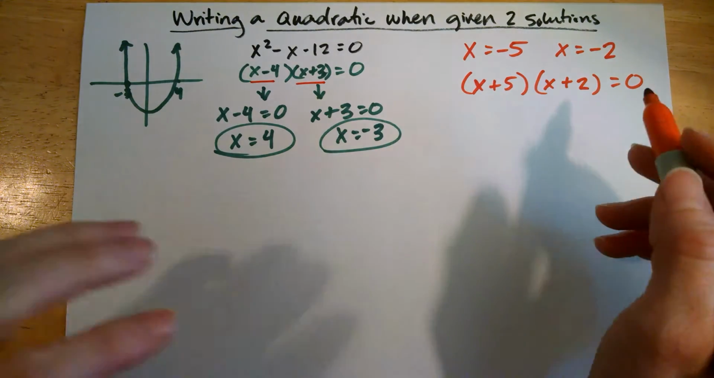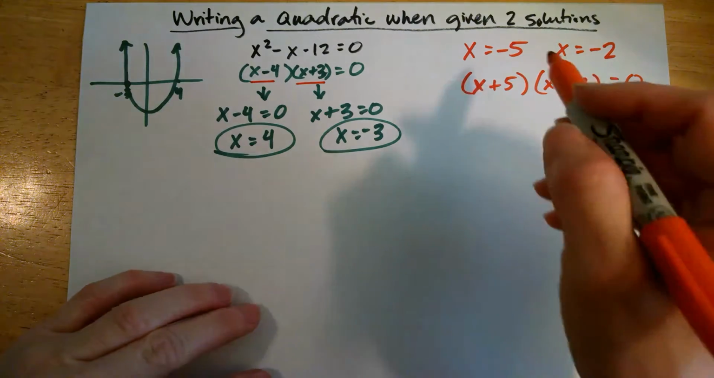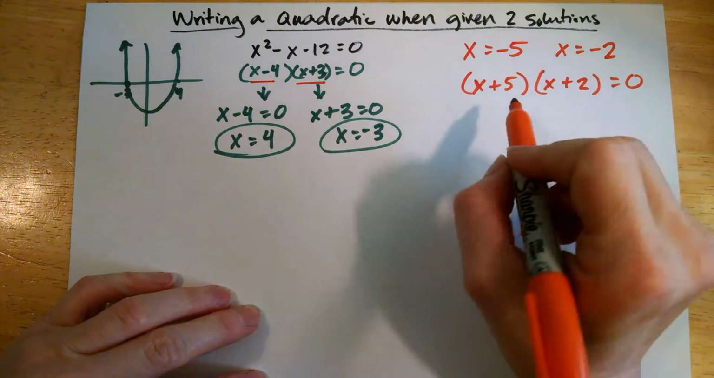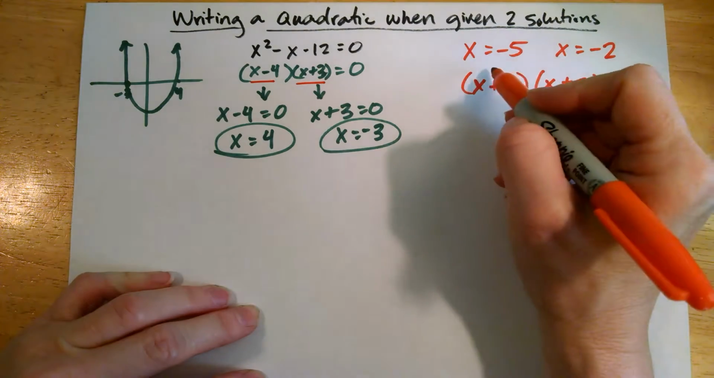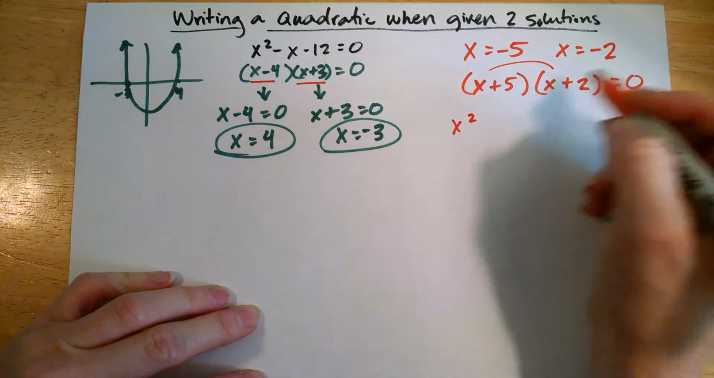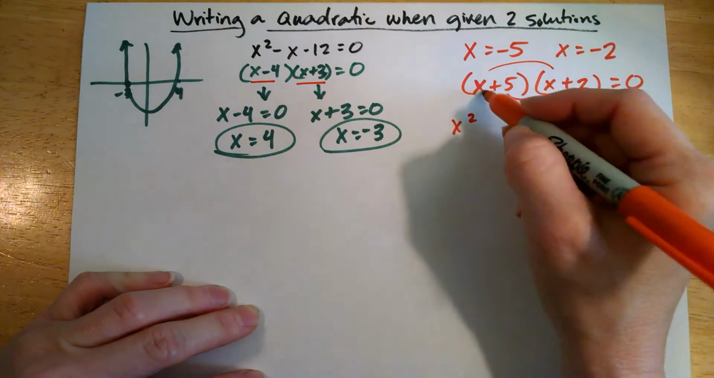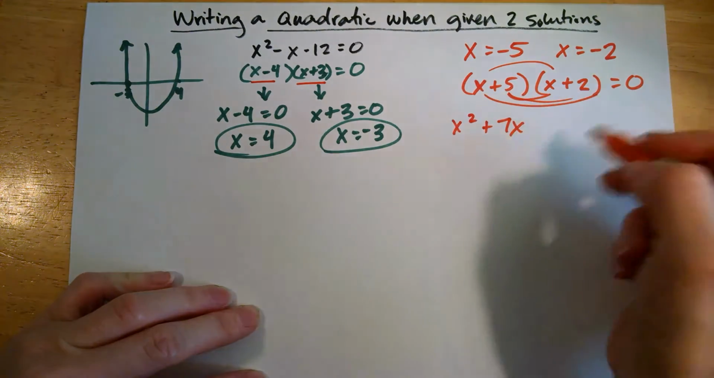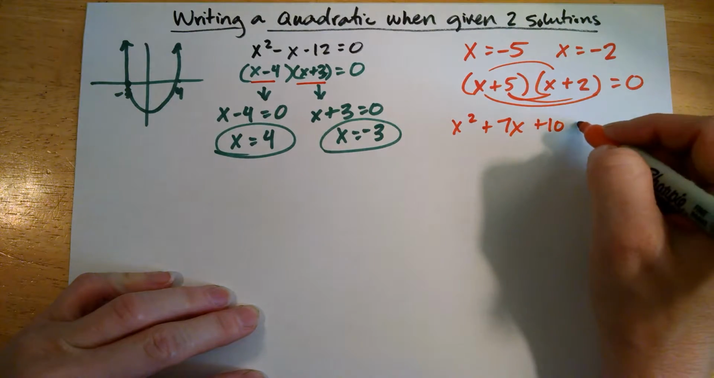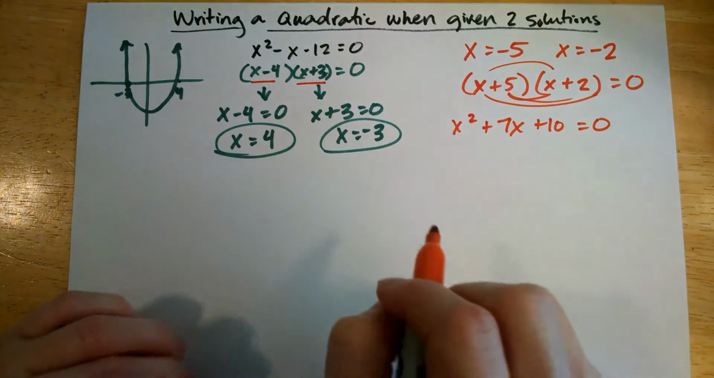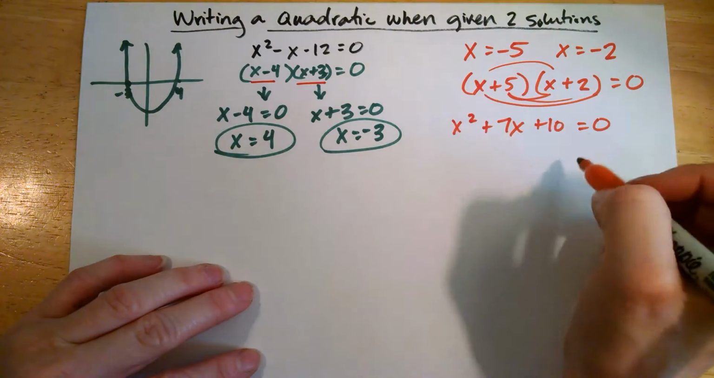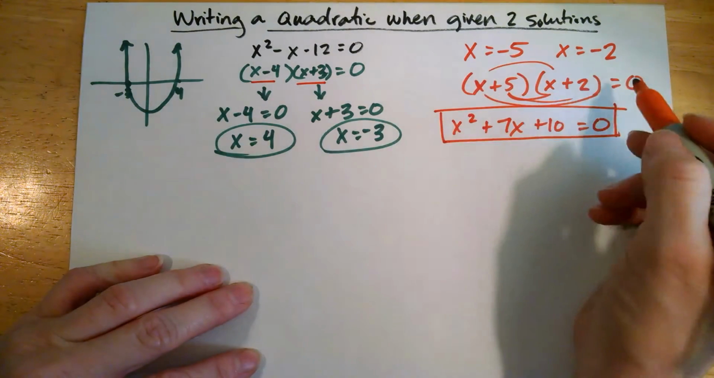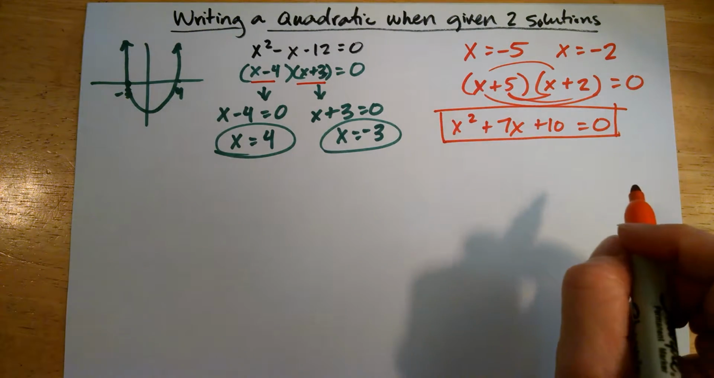And if you had more terms, like i terms or whatever, you just switch those signs from your actual solutions. Now we just FOIL it out. So we do x times x is x squared, and we have a 5x and a 2x. We're going to add those together, 7x, and then 5 times 2 is 10, equals 0. And that is our quadratic when we have two solutions. Ta-da! Okay, so from our answers, switch those signs, put them into binomials, and solve.